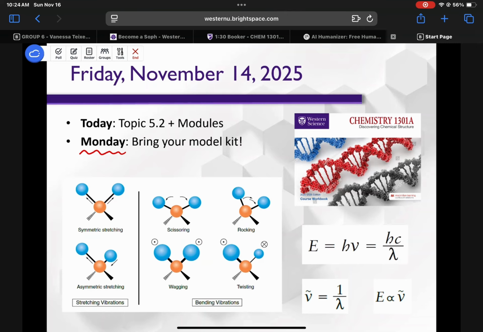Okay, we are going to get close to finishing 5.2 today. We're not going to quite get there. But as you know, we are looking at bond vibrations.